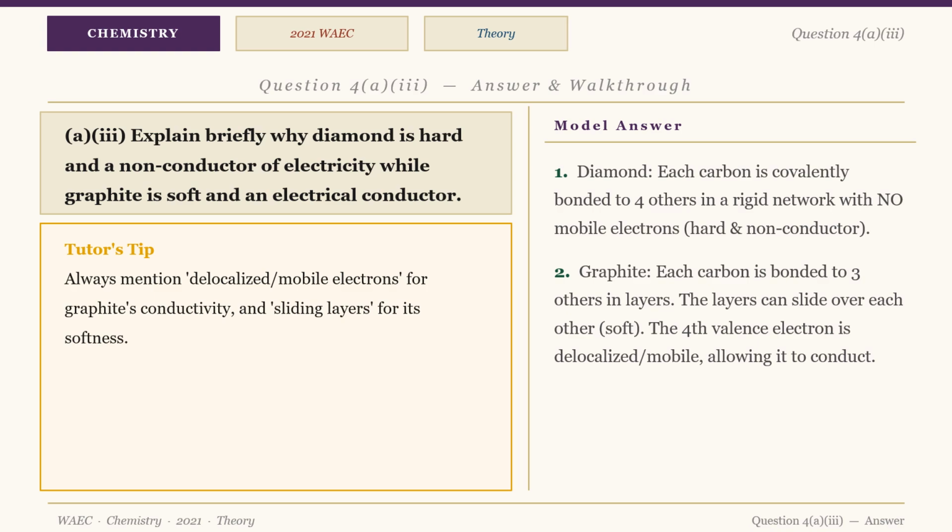While graphite, each carbon is bonded to three others in layers. The layers can slide over each other, so they are soft, and then the fourth valence electron is delocalized and free, or you can say mobile, allowing it to conduct.